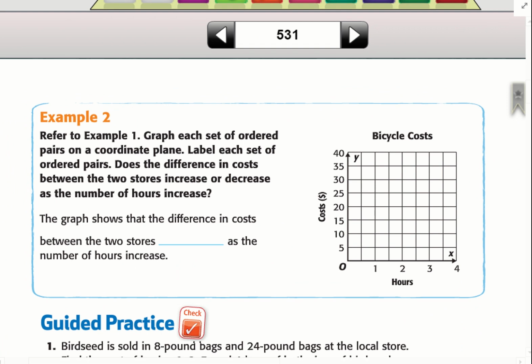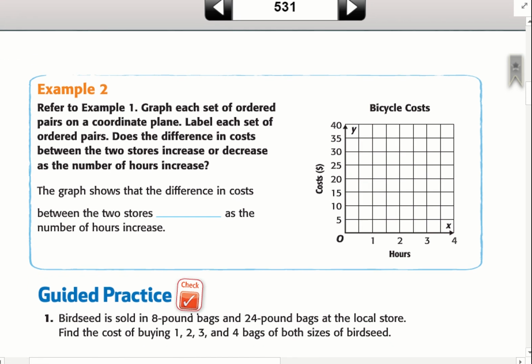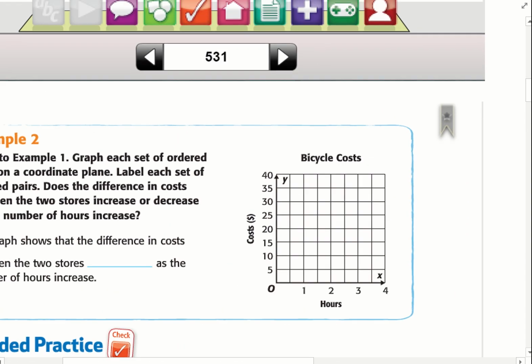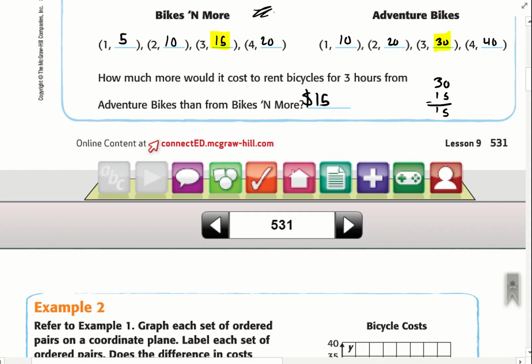So example 2. Refer to example 1 and graph each set of ordered pairs on a coordinate plane. Label each set of ordered pairs. Does the difference in cost between the two stores increase or decrease as the number of hours increase? So I'm going to do Bikes and More in black. And I'm going to do Adventure Bikes in red.